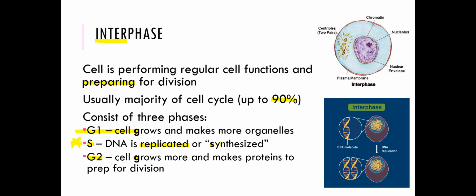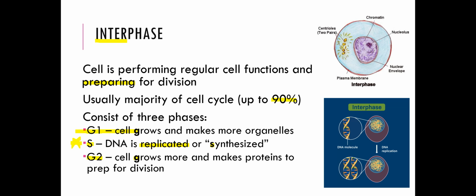So remember, we're going to go from one cell to two cells, and it's absolutely critical that both cells receive a full copy of genetic instruction. A cell without DNA is useless, okay? And a cell with only half the DNA would be useless. So what we need is our DNA to be replicated so that each cell can have a full copy of genetic instruction. So the S phase is very, very important.